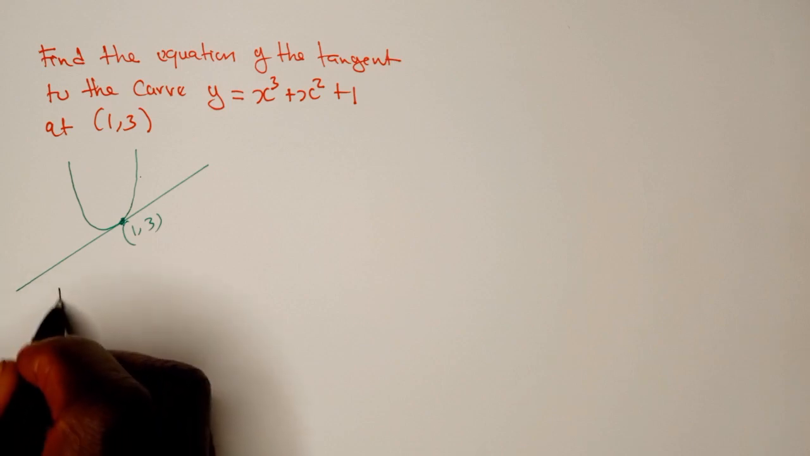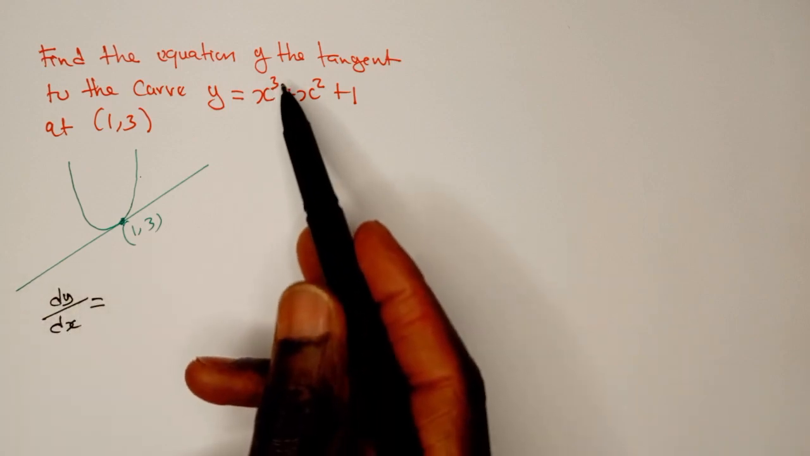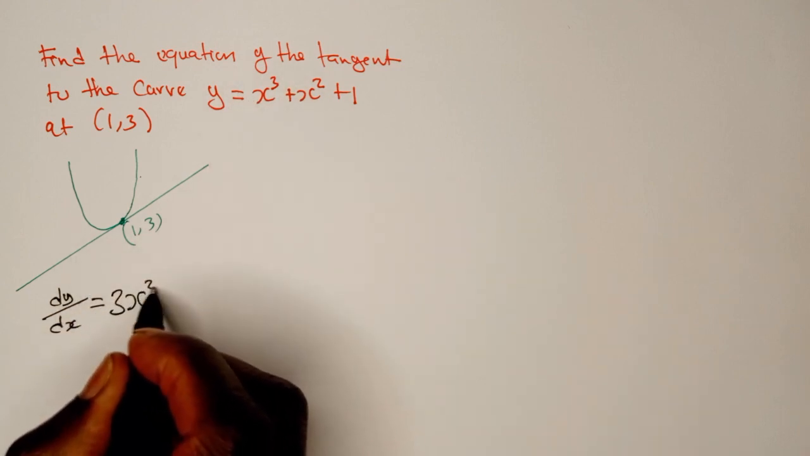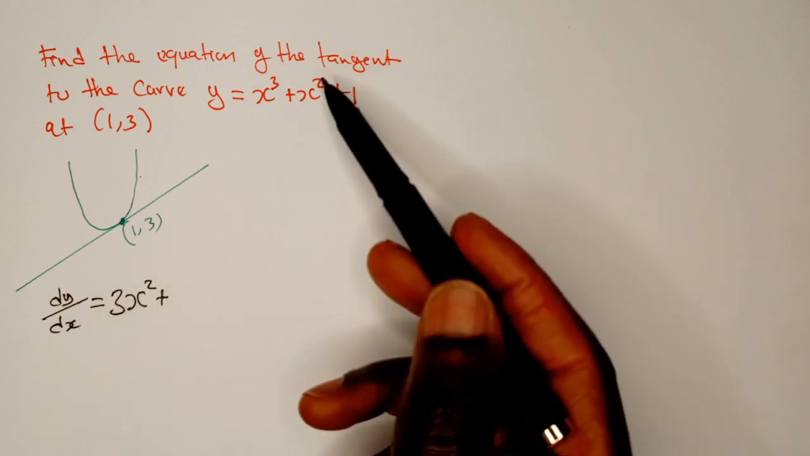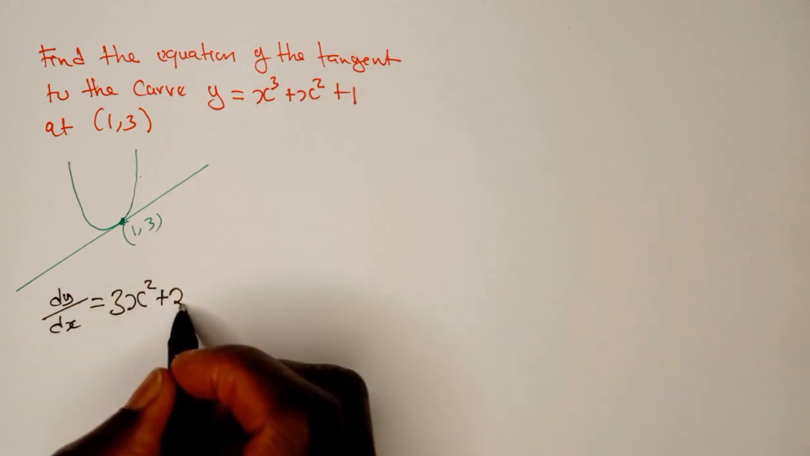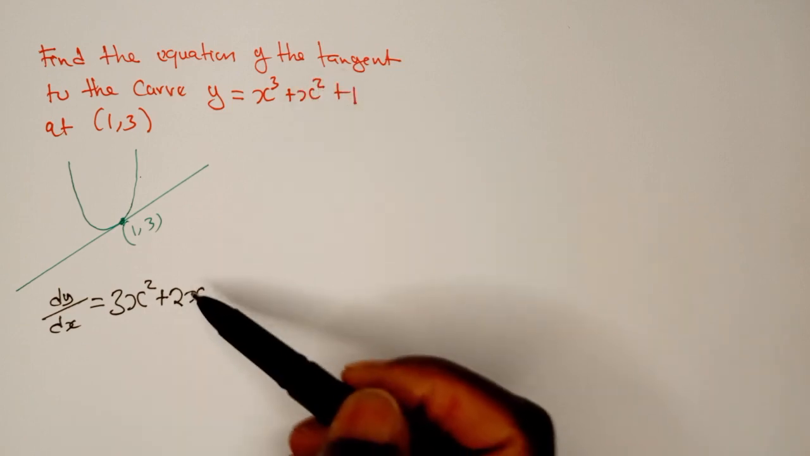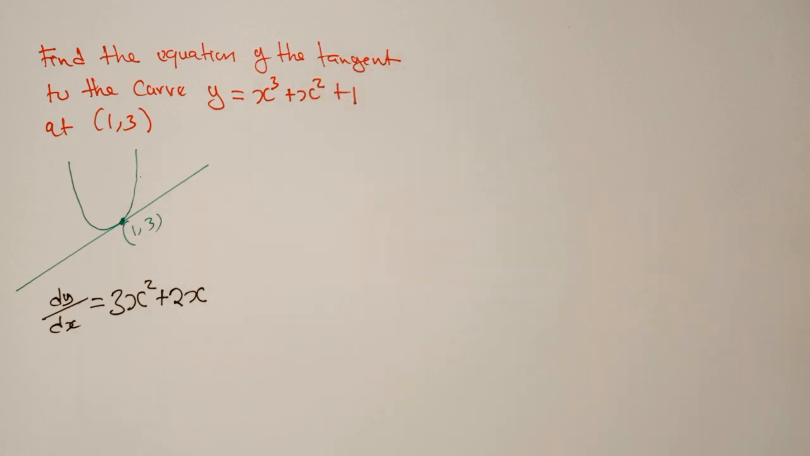So dy/dx equals, 3 times 1 is 3x squared, so we subtract 1 from that power, plus you drop this 2 down there, this will be 2x, 2 minus 1 is x raised to 1. If you differentiate a constant, it's 0. So this becomes our gradient function.